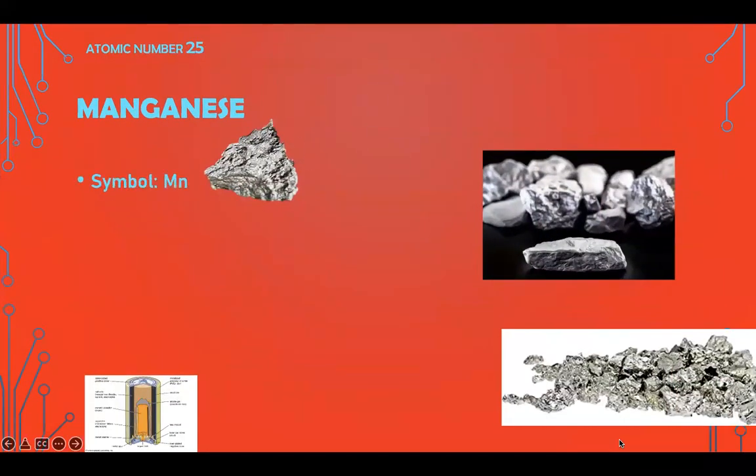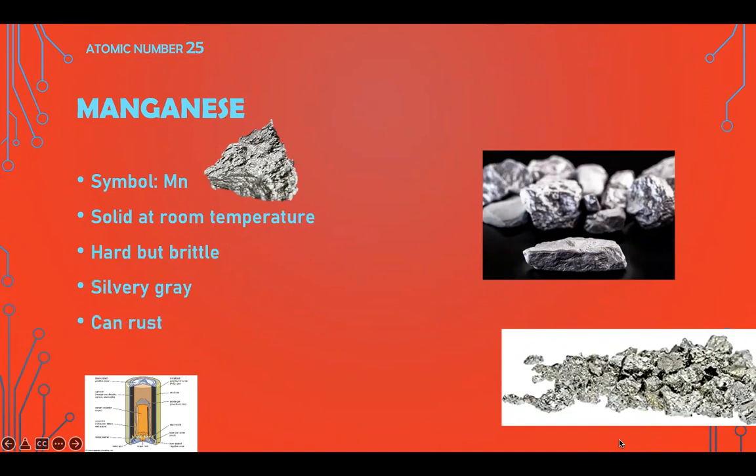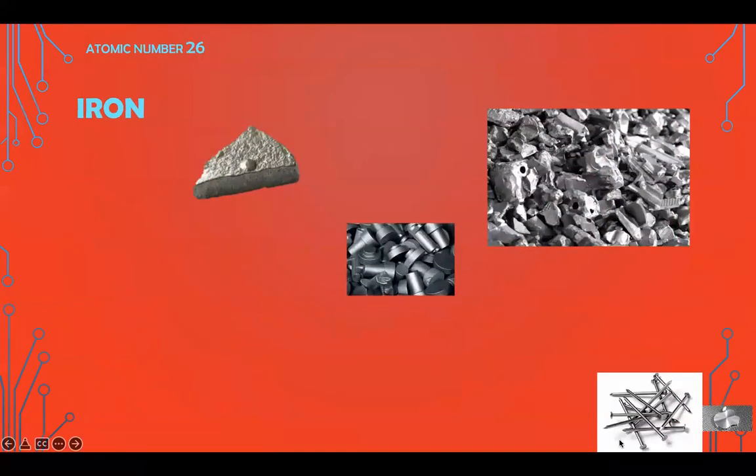Manganese, its symbol is Mn. It is a solid at room temperature. It's hard, although it's brittle. It has a silvery gray color. It can rust. And manganese is used in important alloys to deoxidize steel, which means to remove oxygen from steel and other things.